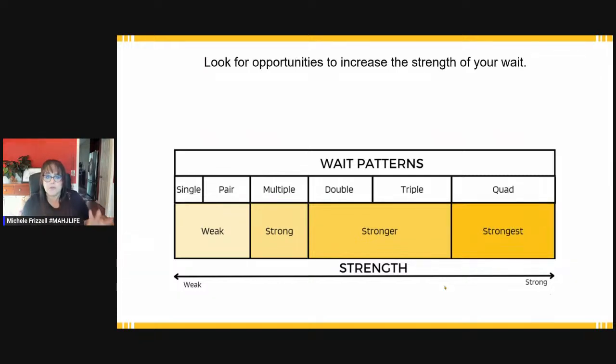So you want to look for opportunities to increase the strength of your weight. Maybe if you're not committed with exposures, you can change your hand and give yourself that opportunity to have a stronger weight.